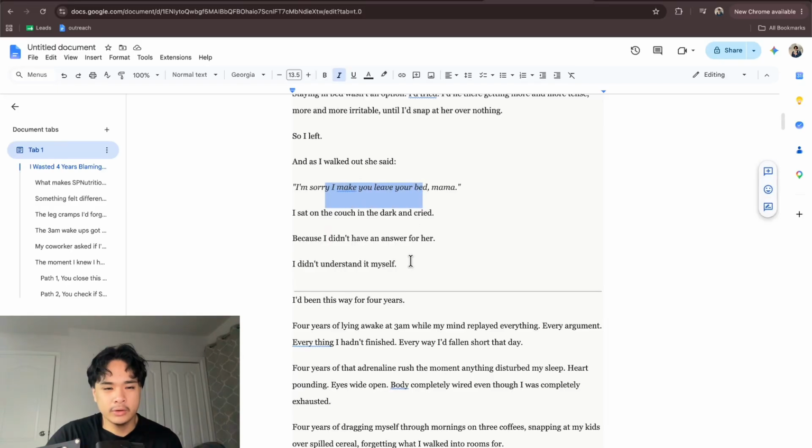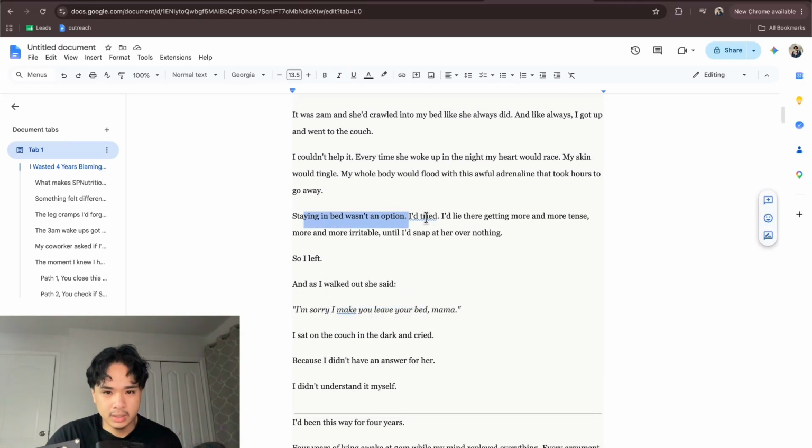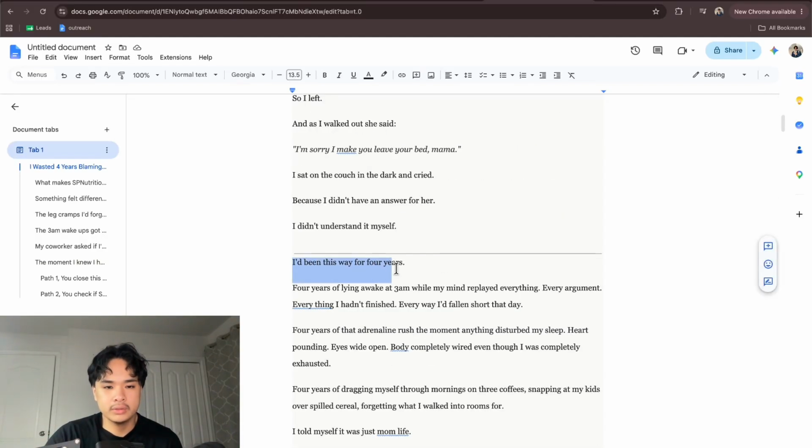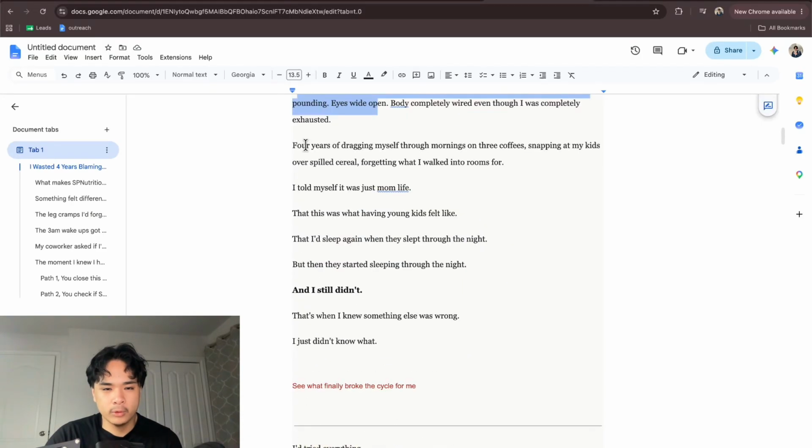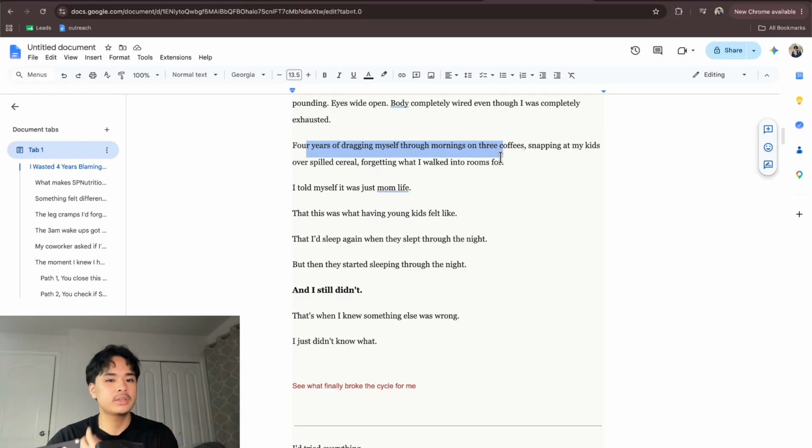Sorry, I make you leave your bed, mama. Staying in bed was an option. More and more tense, more irritable, until I'd snap at her over nothing. I'd been this way for 4 years. 4 years of lying awake, while my mind replayed everything, every argument, everything I had finished, everything that had fallen short that day. 4 years of dragging myself through mornings on 3 coffees, snapping at my kids over spilled cereal, forgetting what I walked into rooms for.